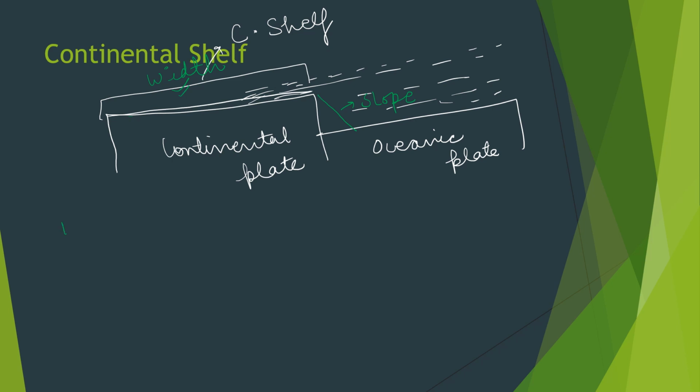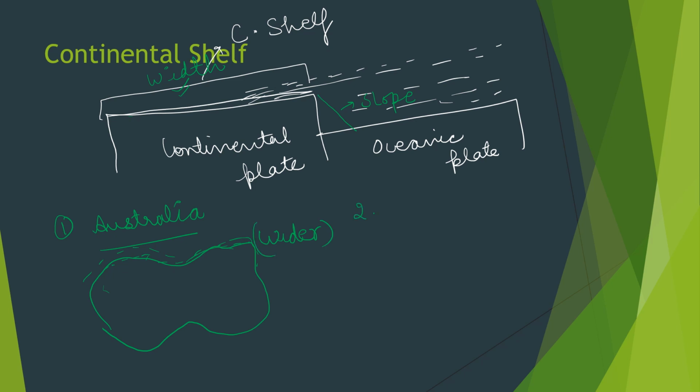If we take the example of Australia, the width of the continental shelf is very large. It's wider. Why is it wider? Because of the presence of coral reefs in this region. So due to the presence of coral reefs, it is wider.